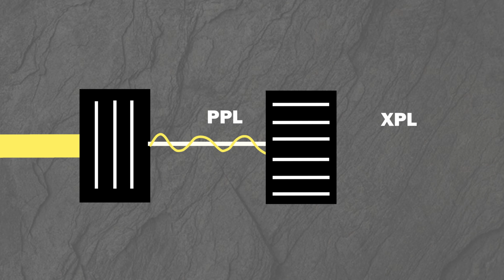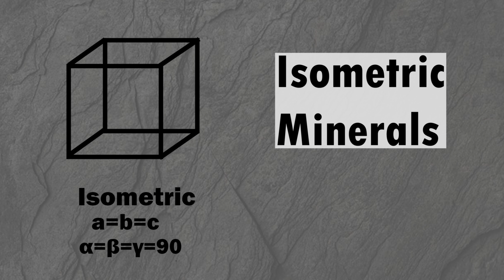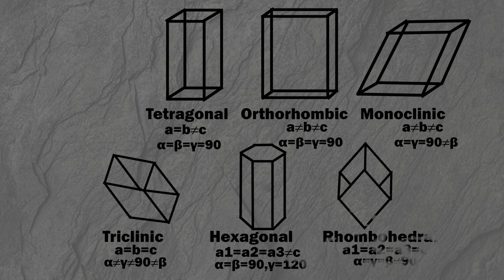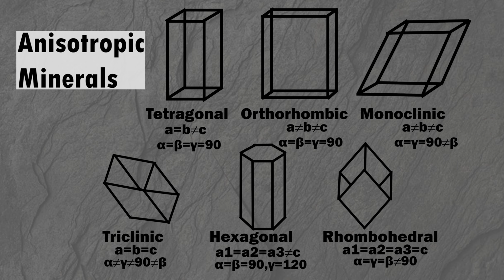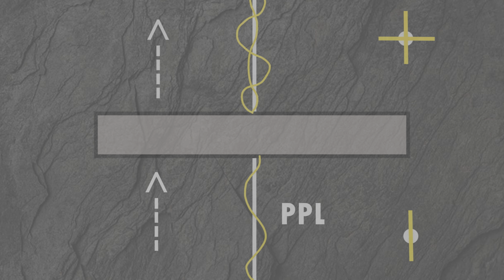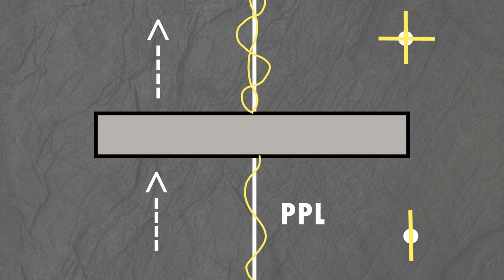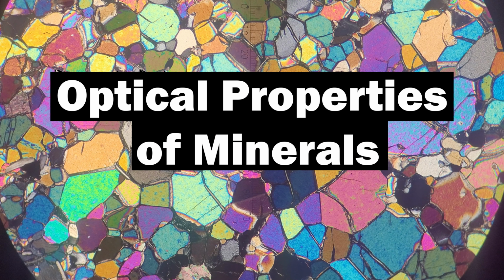Cross-polarized light allows us to see how light is refracted within the mineral. Remember from part 1 how minerals are either isotropic or anisotropic, and that anisotropic minerals cause plane polarized light entering to undergo double refraction and be split into two rays. That's what we're working with now.